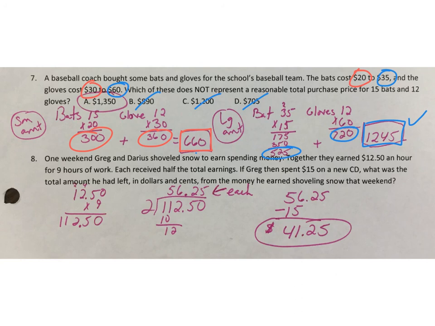Number 8, this is one you just got to read one step at a time. He is getting $12.50 an hour, and he's working 9 hours. So when you multiply those, it gets you $112.50. Now the word half. Each received half of the total earnings. So half meaning you divide by 2, and then you end up with $56.25 each. But then Greg went ahead and spent $15. So the last step is to go ahead and subtract off. Line up those decimals, add those zeros, and subtract $15 from that.